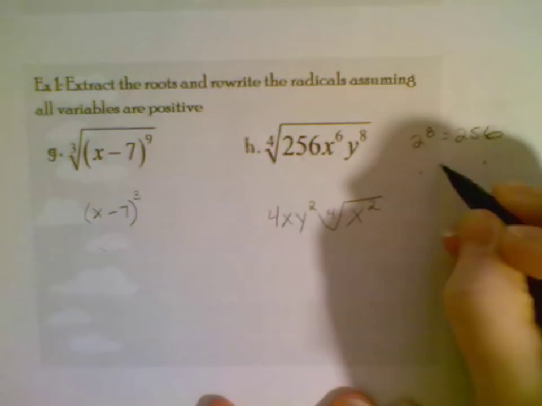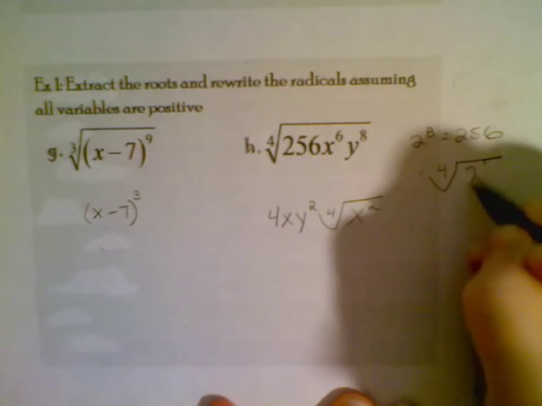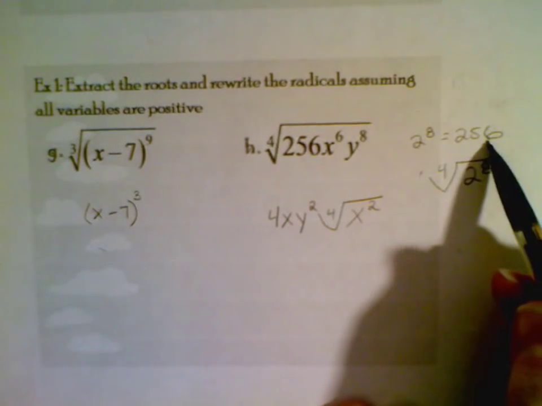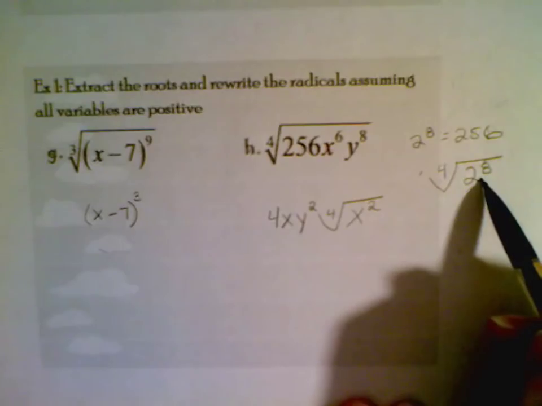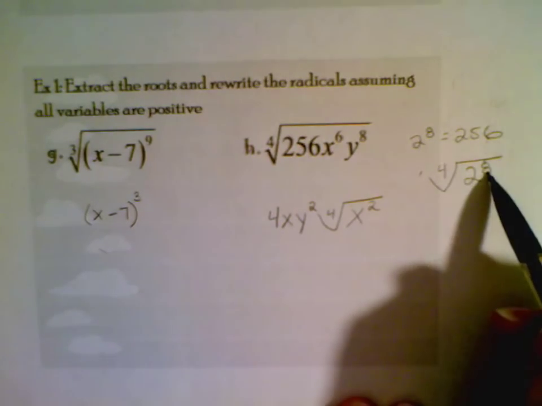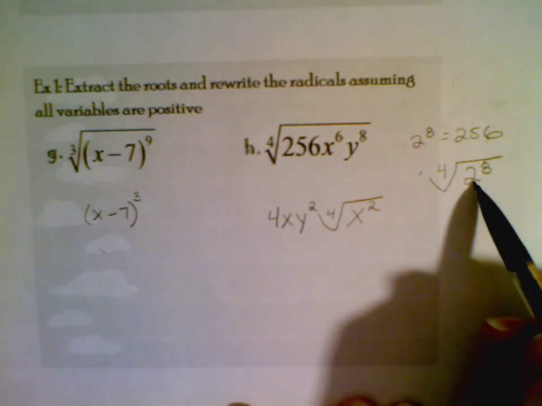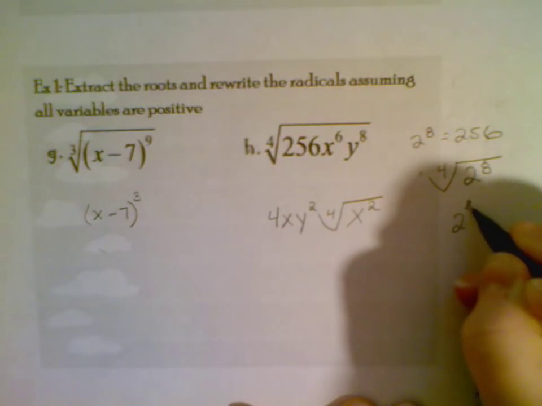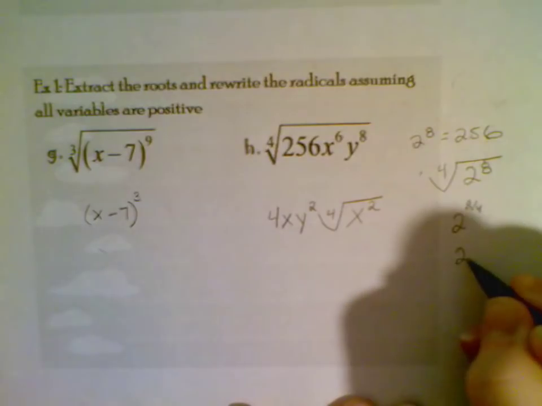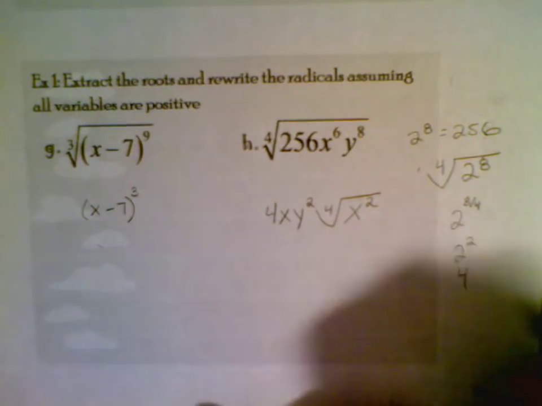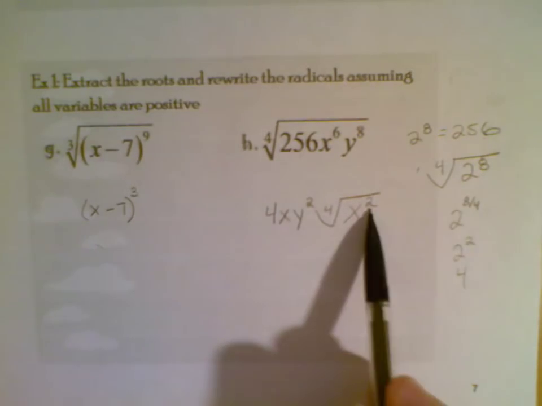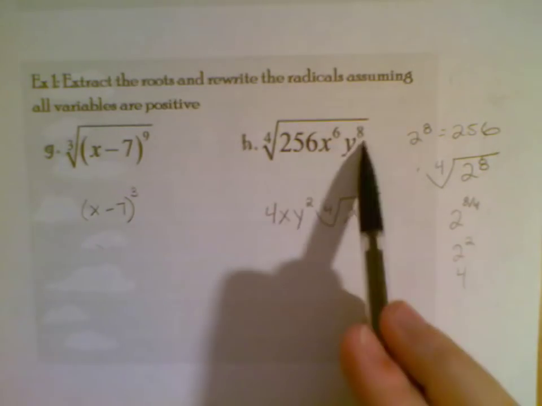This one was a little bit tricky because with the 256, I had to kind of think about what it would be. And I know that 2 to the 8th power is 256, and so when I bring it into the radical, I can separate it like this and say, well, this would be 2 to the 8 over 4, which is 2 squared, which is 4. So that's where 4 came from. And then the x's, I could make one group, 2 were left, and then the y's, I could make 2 groups.